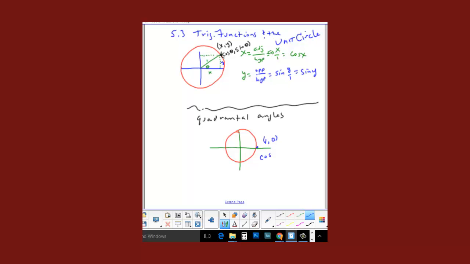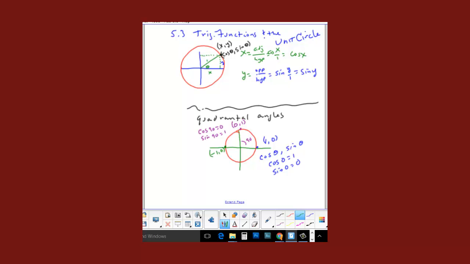When we talk about the quadrantal angles on the unit circle, at 0 or 360 degrees, the endpoint has a coordinate of 1, 0. X is 1, y is 0, which means that cosine of 0 or 360 is 1, sine of 0 or 360 is going to be 0. When we talk about the 90 degree angle, the endpoint is 0, negative 1, so cosine of 90 is 0, sine of 90 is negative 1.